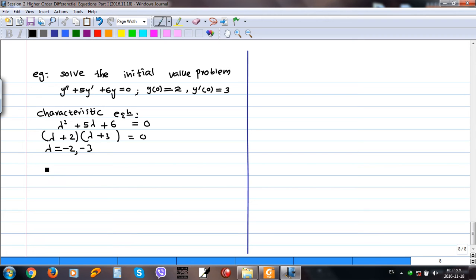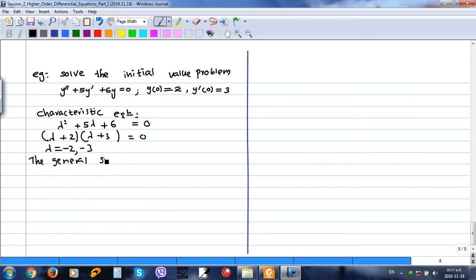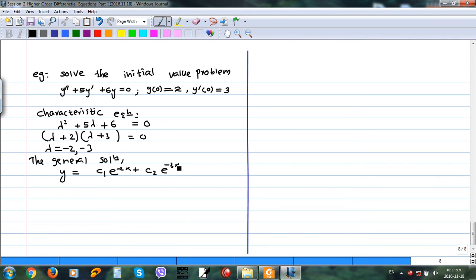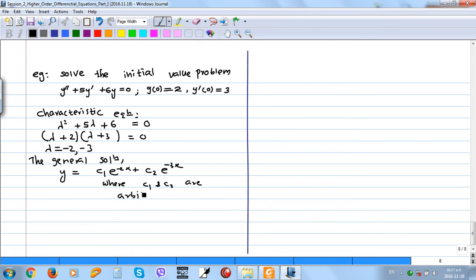So then we can write the general solution, that is y equals c1 times e to the power minus 2x plus c2 times e to the power minus 3x, where c1 and c2 are arbitrary constants.